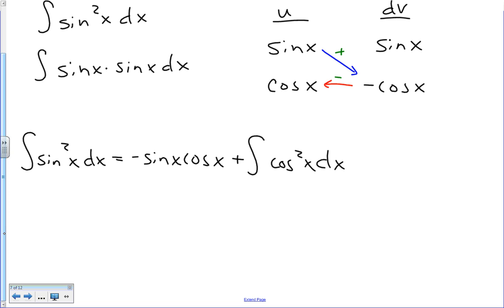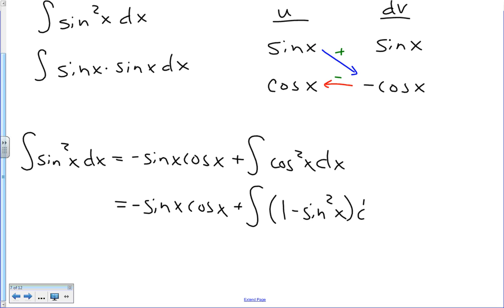All right, and now that cosine squared that we have over there, there's a Pythagorean property that I know that relates sine squared and cosine squared. So we have a negative sine of x, cosine of x, that stays the same. But I'm going to replace cosine squared here. I know that sine squared plus cosine squared is equal to 1. So that means that cosine squared is equal to 1 minus sine squared of x.